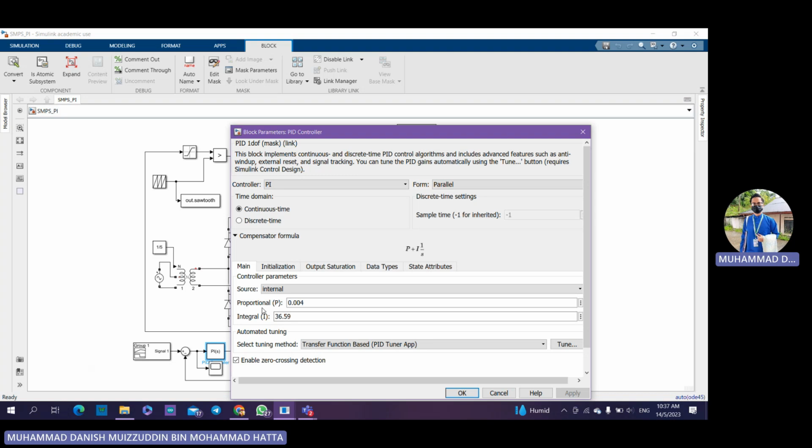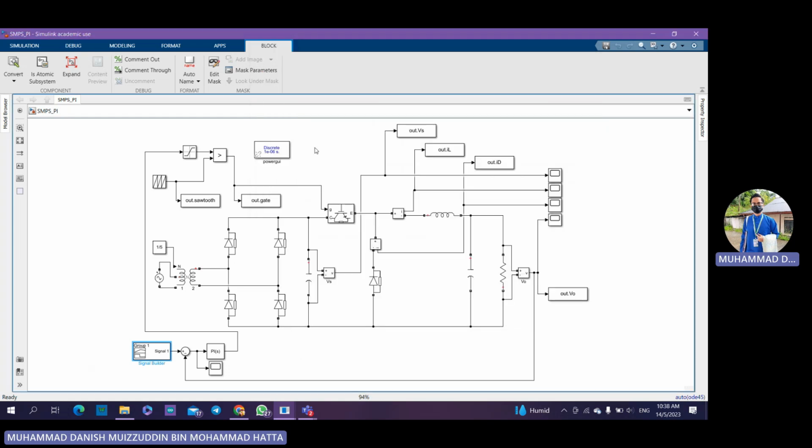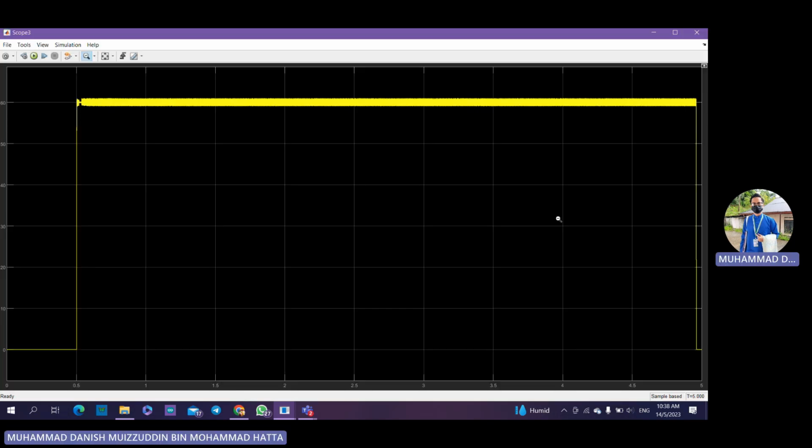So this is the value of Kp, and then the value of Ki. And then this is the value for the signal, which is 60, because the input we use is 60. Okay, so the important thing for the SMPS with PI controller is to determine the V out. So this is the V out that I get for the SMPS with PI controller.